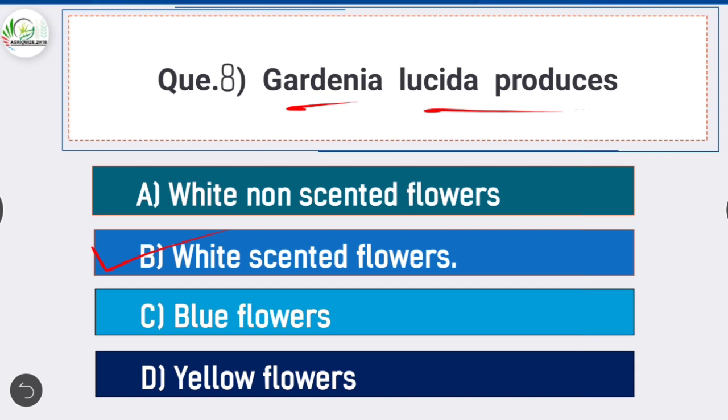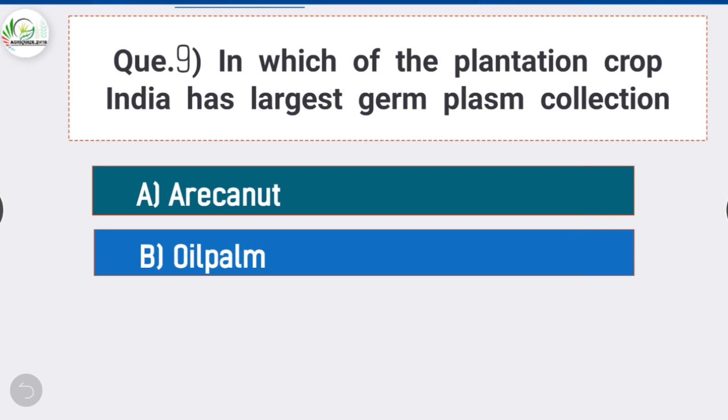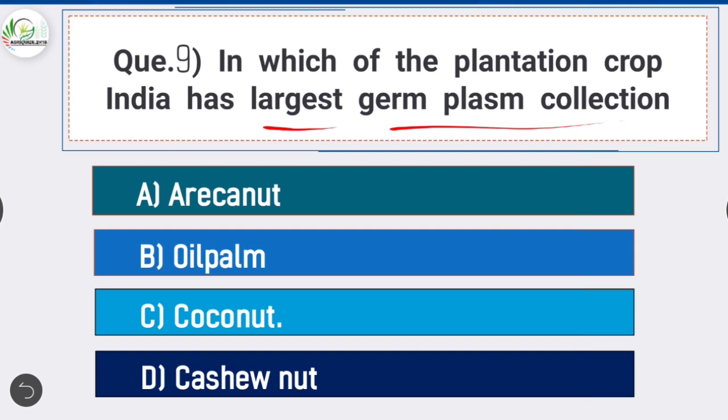Question number 9. In which plantation crop does India have the largest germplasm collection? Answer is option C, coconut. In coconut, India has the largest germplasm collection.